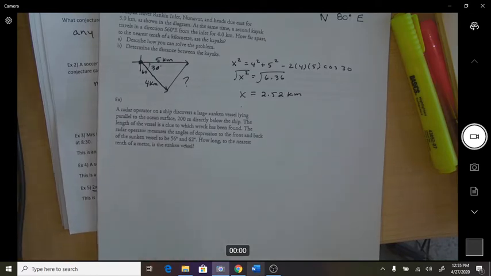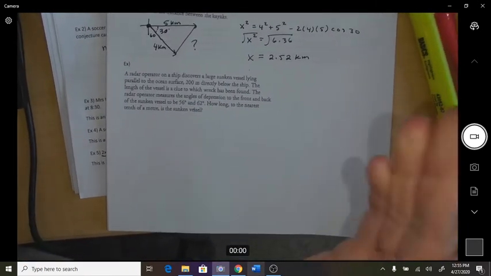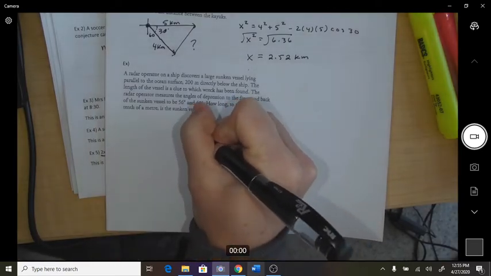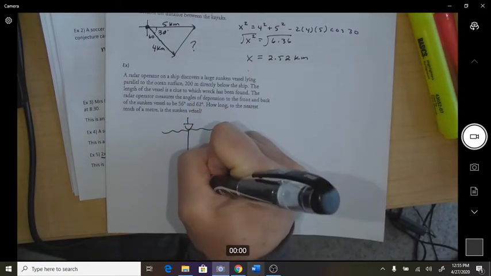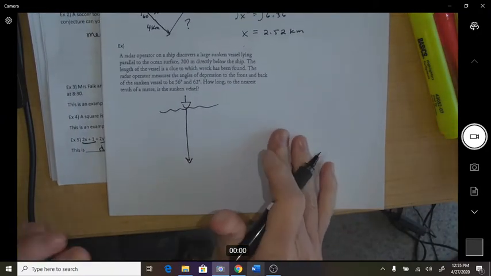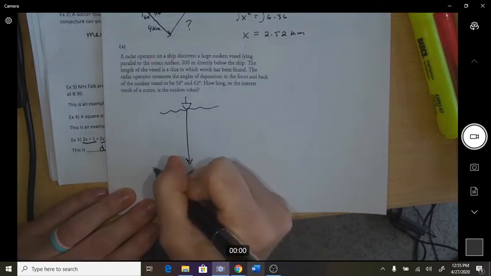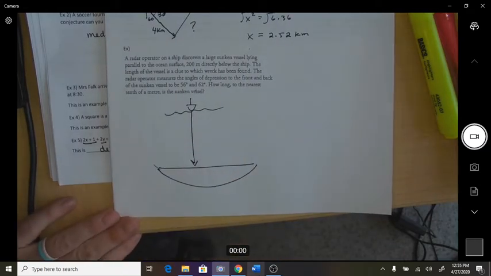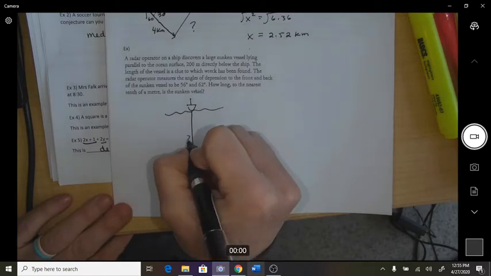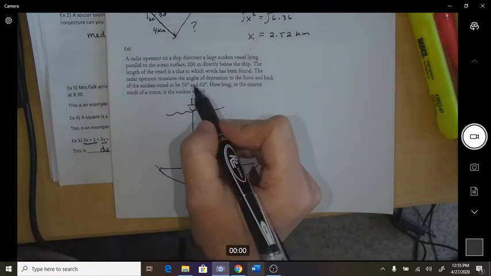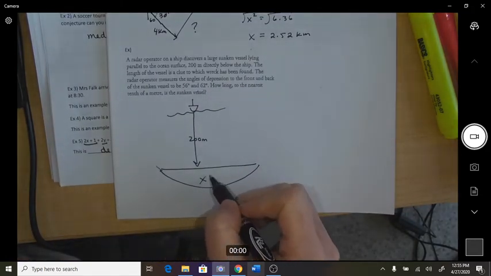Number 2. A radar operator on a ship discovers a large sunken vessel lying parallel to the ocean surface 200 meters below the ship. So you're in the water, and directly below you see that you've found a vessel. There's a ship under the water there. Okay, it's 200 meters directly below, so you can put that there. The length of the vessel is what you're trying to figure out.